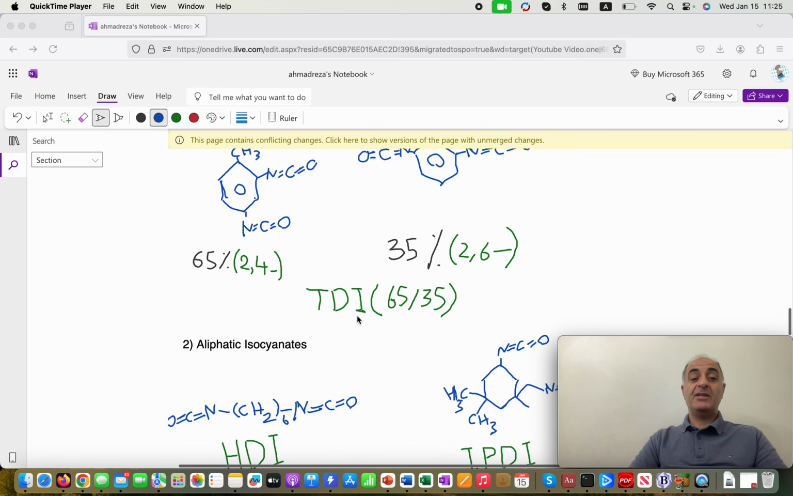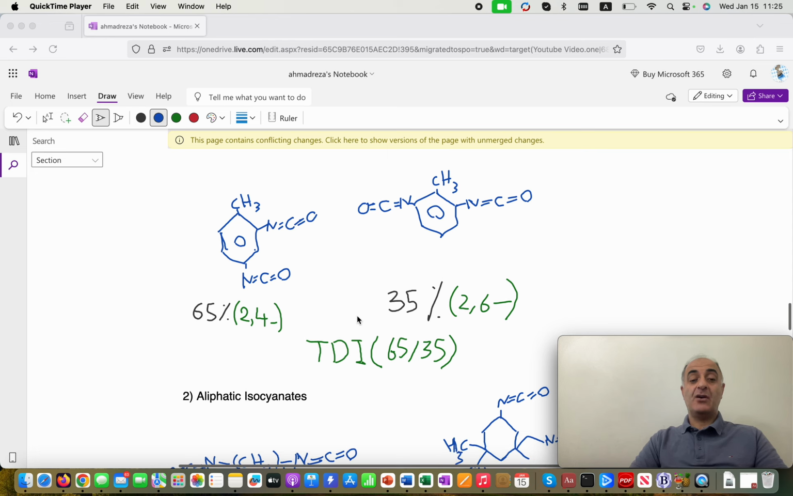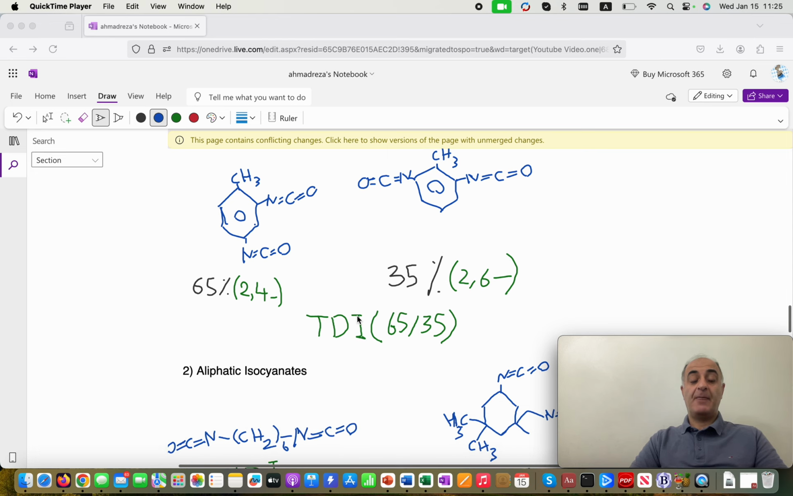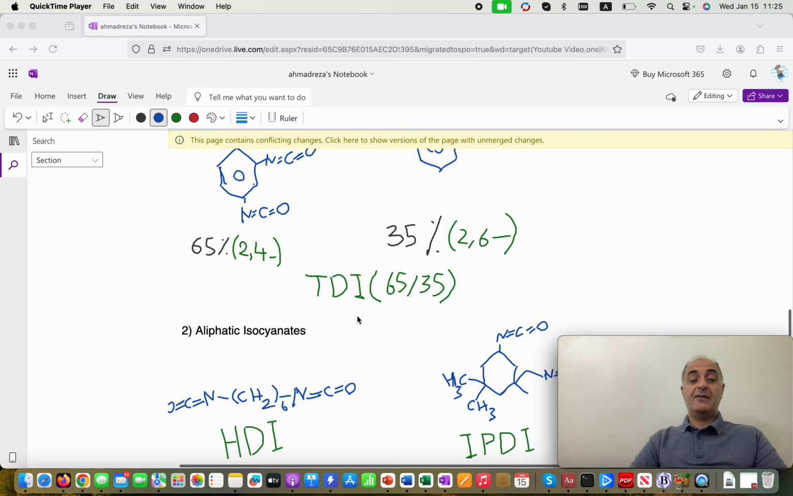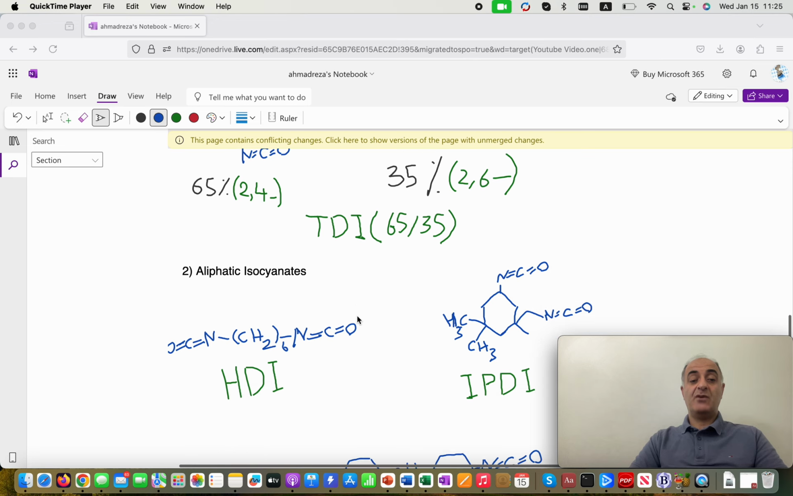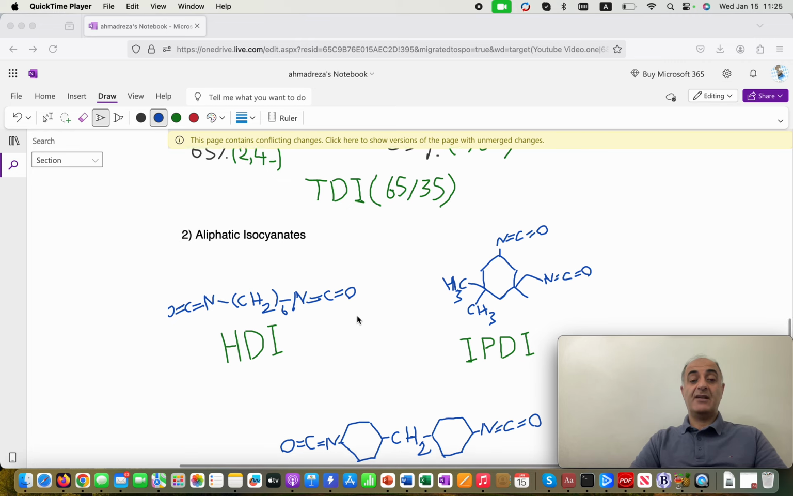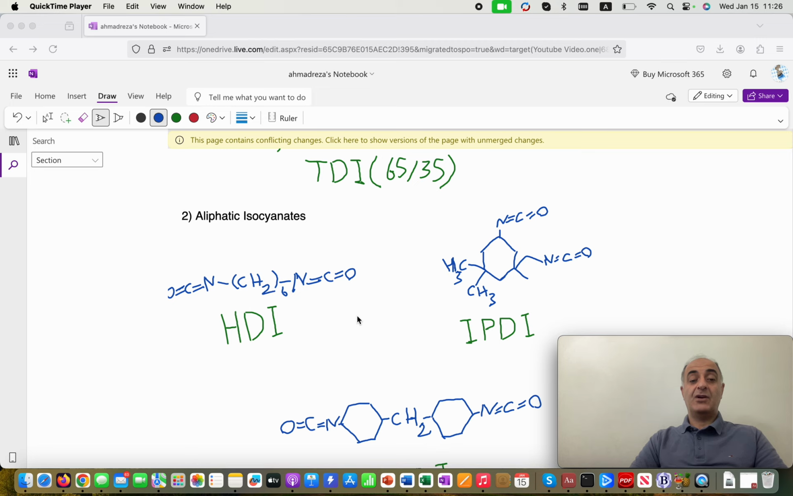So the aromatic isocyanate has a big disadvantage and weak point. Its weak point is their low resistance against the UV. So for example, when you want to produce an outdoor coating, it is not good for that application. That's why we need the second class of isocyanate called aliphatic isocyanates, which are very resistant against the UV.